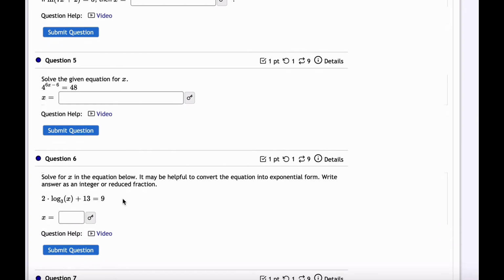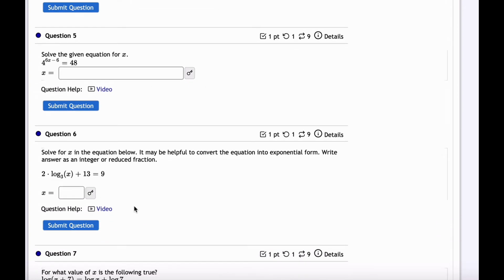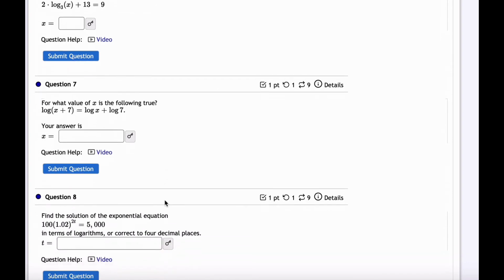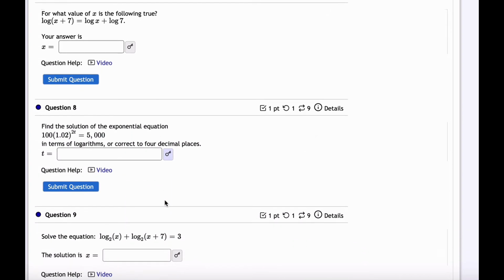And then question 6, the last of the basic ones, which doesn't necessarily mean easy, just means they start you out with a single variable. The letter x only shows up one time. To solve for x, we want to isolate the log base 3 of x, so maybe you could think of how to get rid of, informally speaking, this 13 and this 2. And then once the log base 3 of x is all by itself, you can figure out how to solve for x.